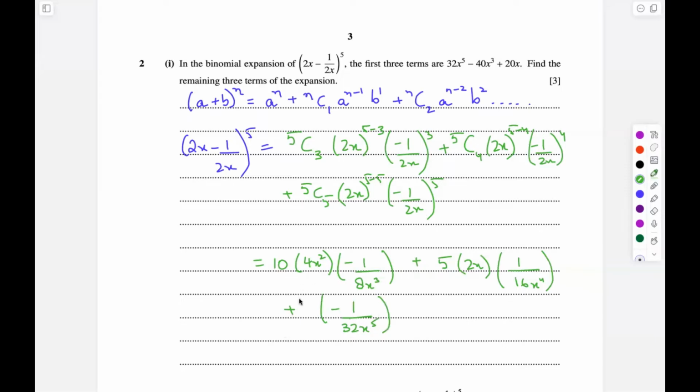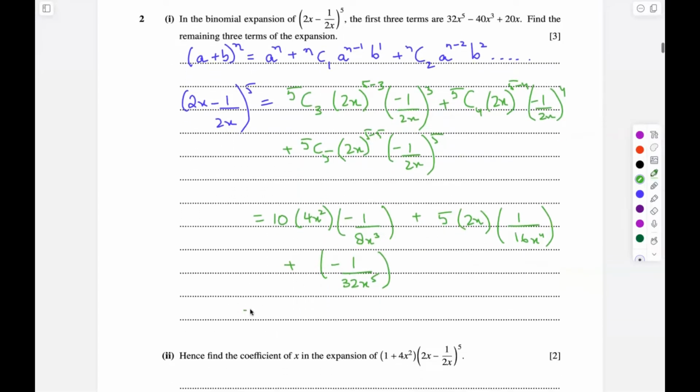Simplifying this, so that will be 40 upon 8. So that will become minus 5. And x squared and x cubed will cancel out. So we'll have minus 5 upon x plus, this will become 8 upon 16, or we can cancel this out. This will become 5 upon 8. So this will be 5 upon 8, and x to the power 4 will cancel. So this will become x cubed, and this will be plus minus minus. So this will be minus 1 upon 32x to the power 5.